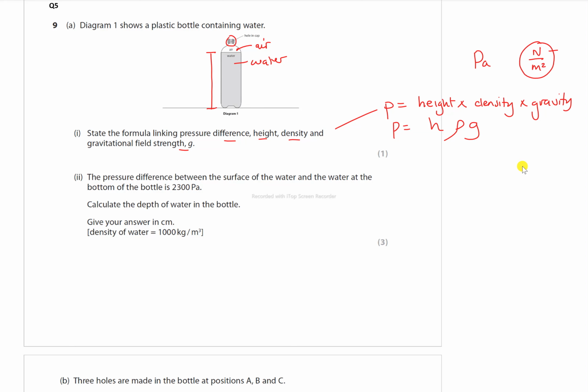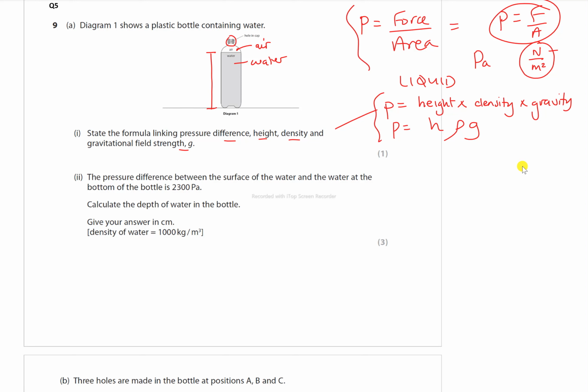Okay, the other formula for pressure. So this is to do with liquid, and for solids, pressure equals force divided by area. So P equals F over A. Right, so you got that. Got those two in your head, yeah? If you know those two, you've got your pressure sorted out.